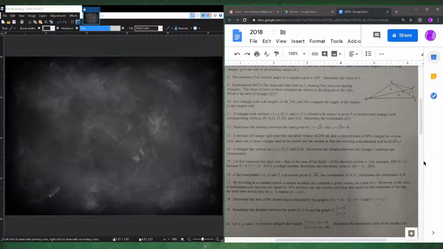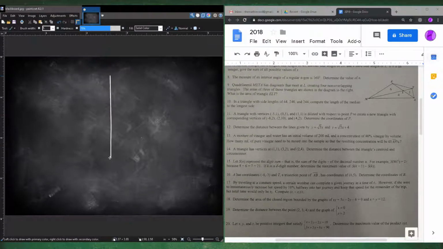And number 12. Determine the distance between the lines given by y equals square root 3 x and y equals square root 3 x plus 4. Okay, when they usually ask for the distance between two lines, they're parallel. They have to be. Because if they're not parallel, that means they're intersecting. So if they intersect, the distance is always changing. That means the smallest distance is 0, because they intersect.